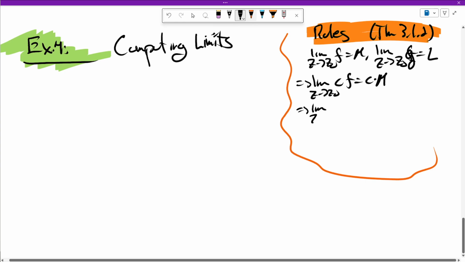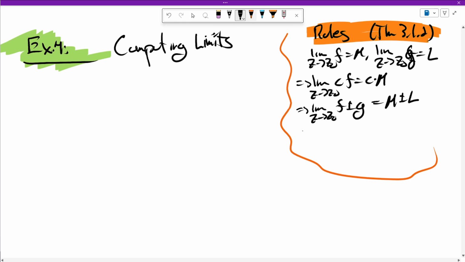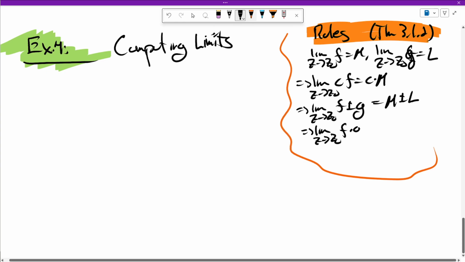If we know that the limit as z goes to z naught of f is m, and the limit as z goes to z naught of g is L, then the limit as z goes to z naught of c times f is c times m, the constant multiple rule. The limit of f plus or minus g is m plus or minus L. The limit of f times g is m times L. And the limit of f over g is m over L, provided L is not 0. Of course, if L is 0, you have a problem.